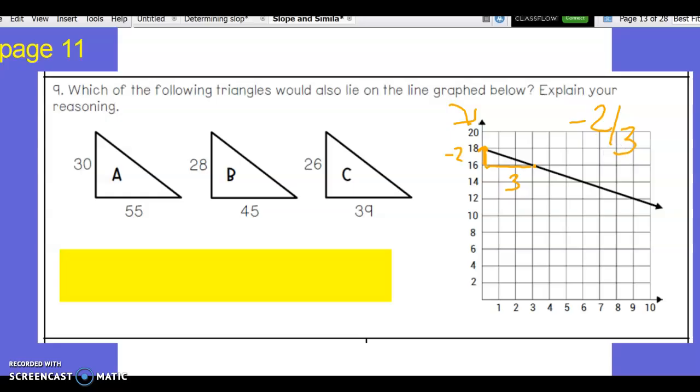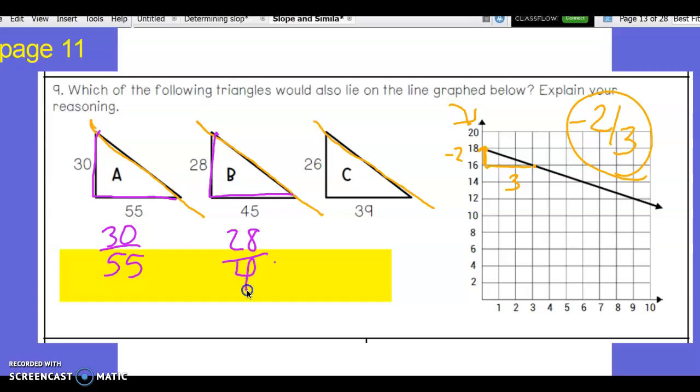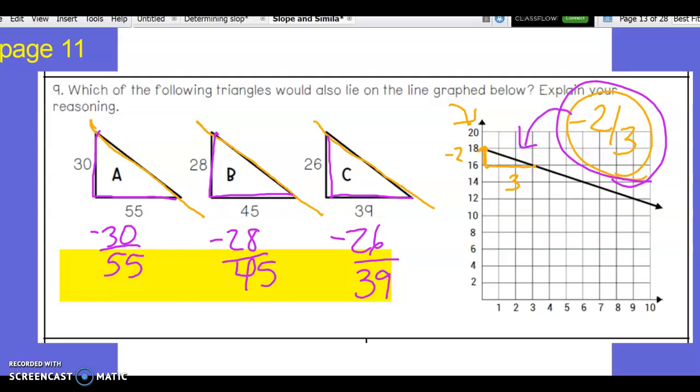Now I want to figure out if A, B, or C also has a slope of negative 2/3. So imagine these are on this line. Here's A, here's B, here's C. Which one's going to give me a slope of negative 2/3? Well, here I'm going down 30 over 55. Here I'm going down 28 over 45. And then here I'm going down 26 over 39. I should make them all negative because they all will be negative slopes. Take your calculator and simplify those to see which one equals negative 2/3 that would allow it to be on this line. Hit pause and hit play when you are ready.